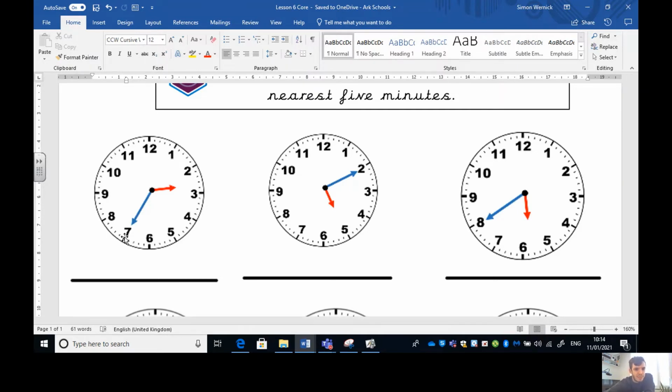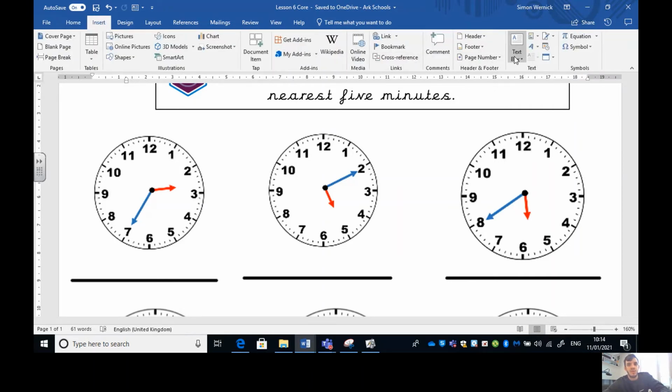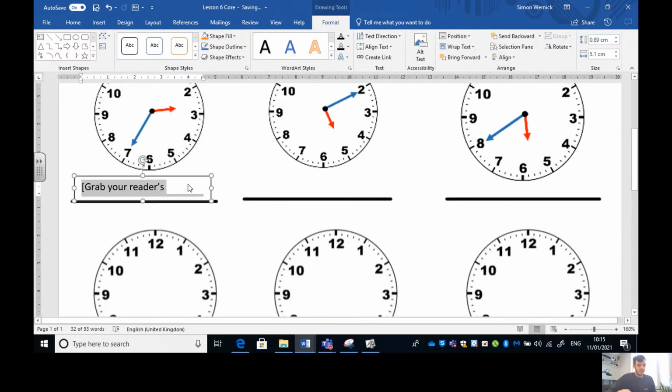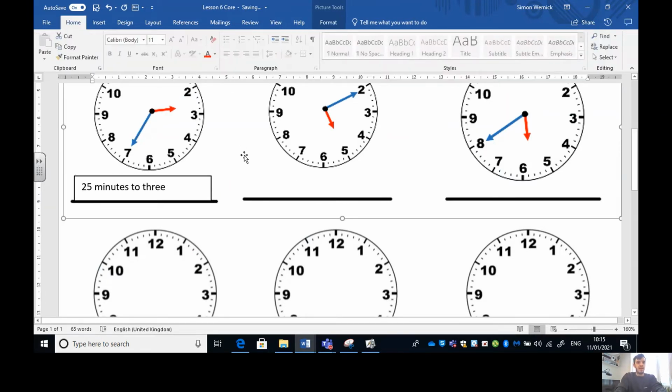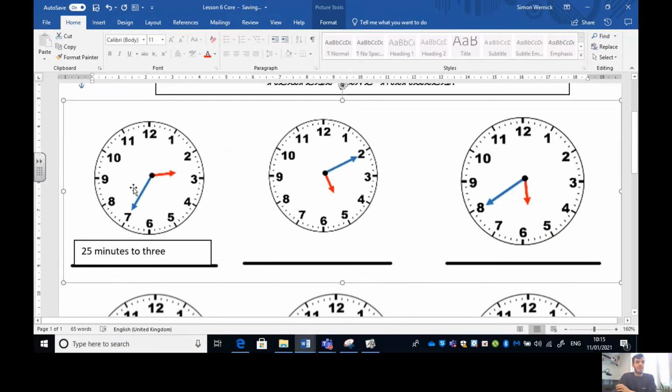But what is the next hour? Well, the hour hand is between the 2 and the 3. I choose the greater hour number. Therefore, it is 25 minutes to 3. It is 25 minutes to 3. So hopefully you all managed to get this one correct.